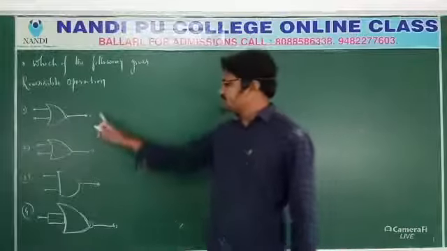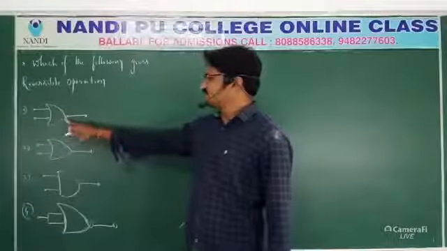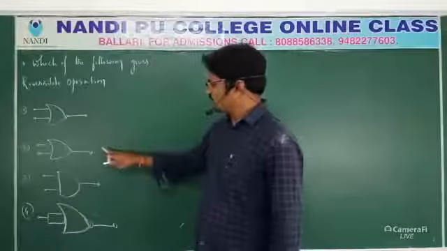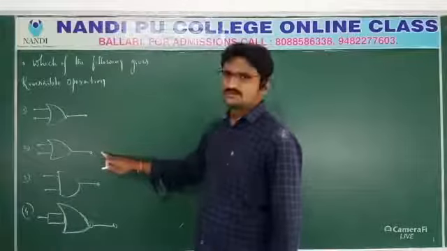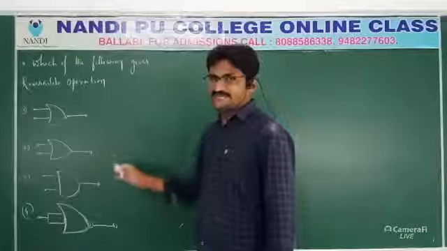What is the first one? Actually it is an OR gate. Here the NOT symbol is there, so it is a NOR gate. This is what? It is a pure OR gate. This is what? AND gate. It is a basic idea.